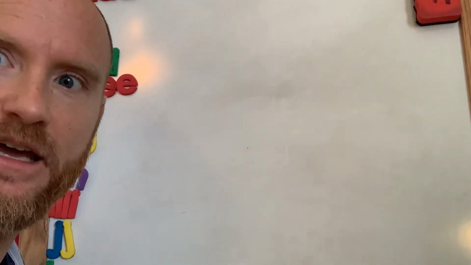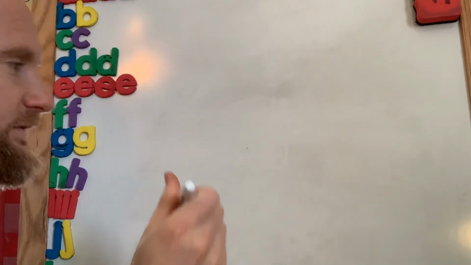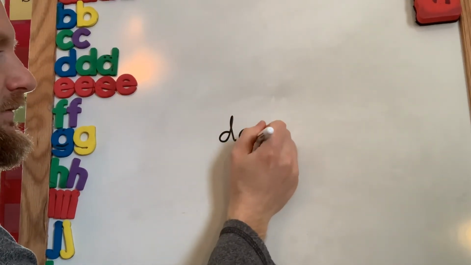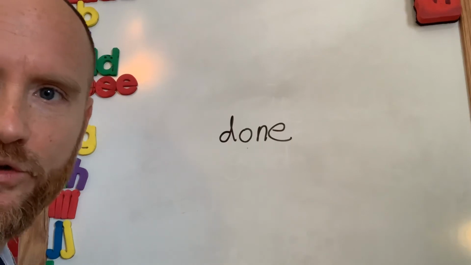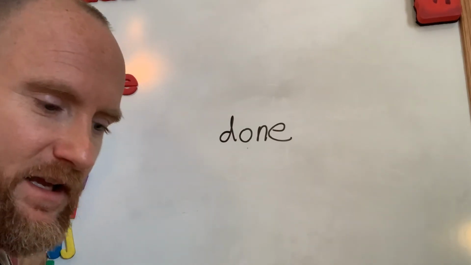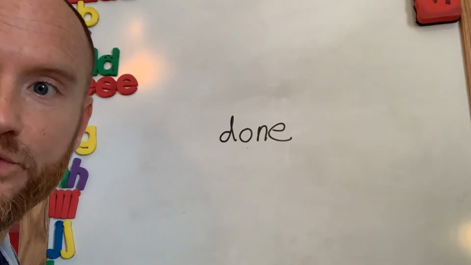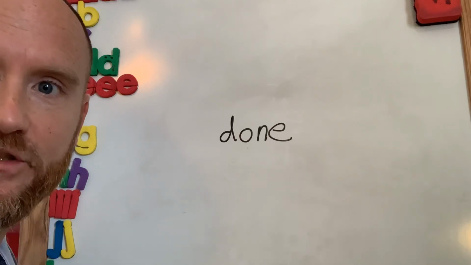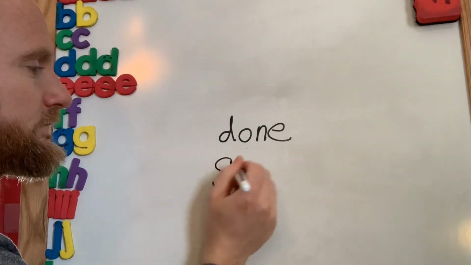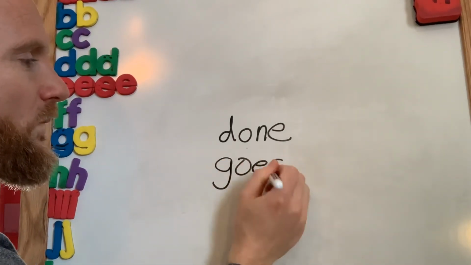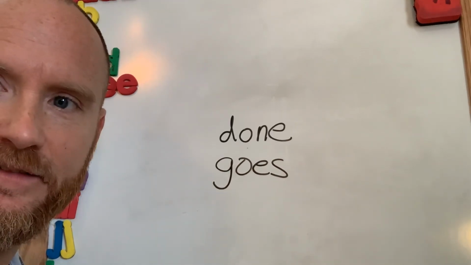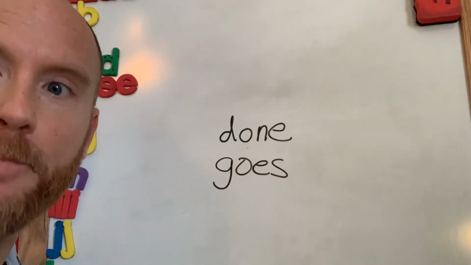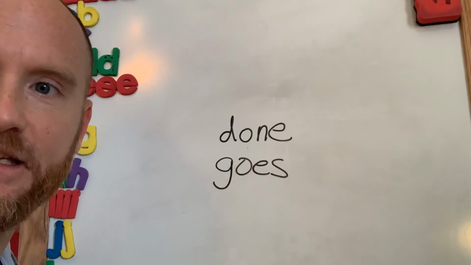Okay. All right. Let's try just a few trick words, all right? Done. Pause it and try. Were you right? Good. All right. Goes. Pause it and try. Were you right? Okay, last one. Pretty. Pause it and you try.